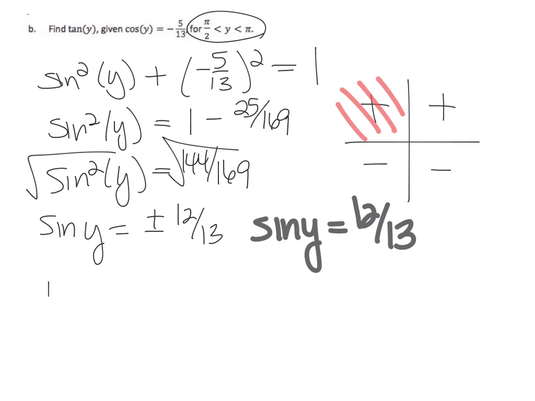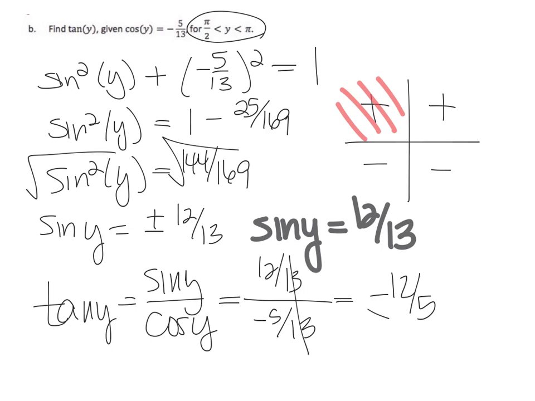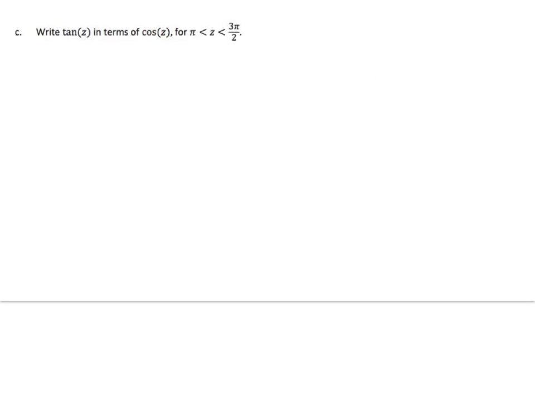Okay, so let's look at tangent y equals sine y over cosine y. We have 12 over 13 over negative 5 over 13. Do the math here. The 13s cancel out. We're at negative 12 over 5 as an answer. Sort of fun. Let's try another one.